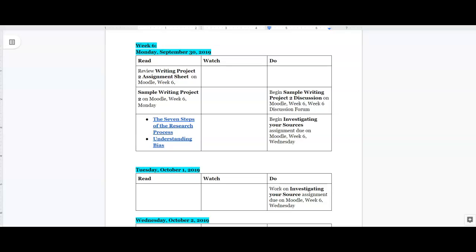So in relation to the sample Writing Project 2, there is a discussion post for you this week that asks you to think a little bit and analyze the Writing Project 2 sample. And then further for Monday, there is a little bit more information about the research process and understanding bias, which will help us with our investigating your sources assignment.